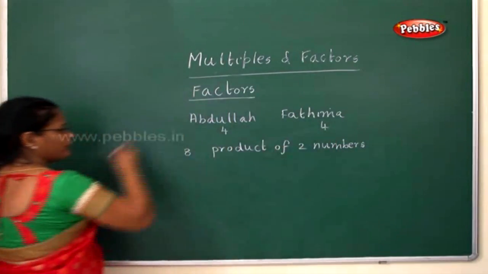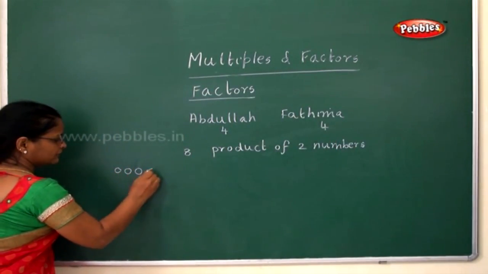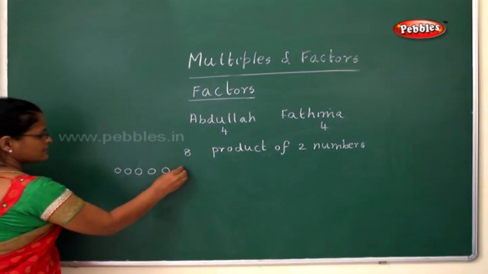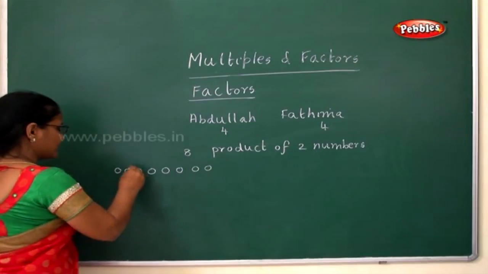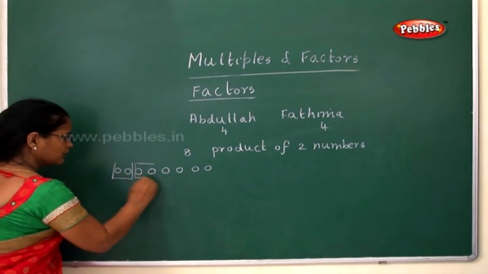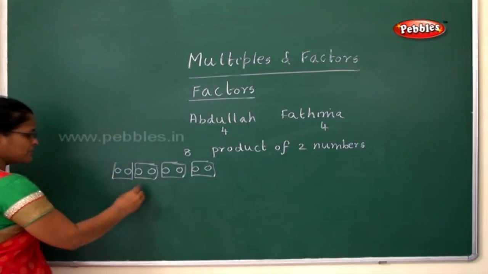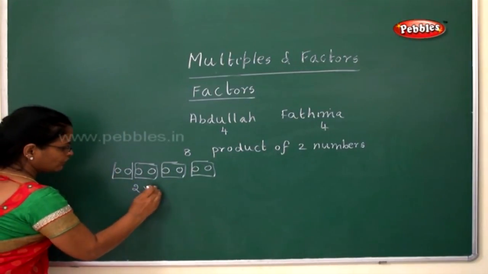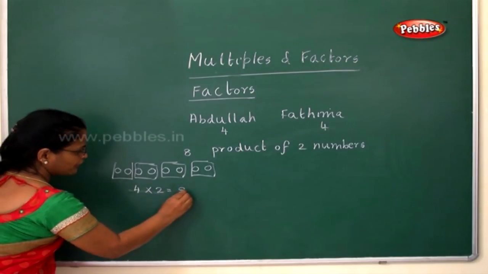Now what did Fatima immediately do? She started putting 8 balls: 1, 2, 3, 4, 5, 6, 7, 8. Then she started splitting them into groups of 2. So 4 into 2 is 8.